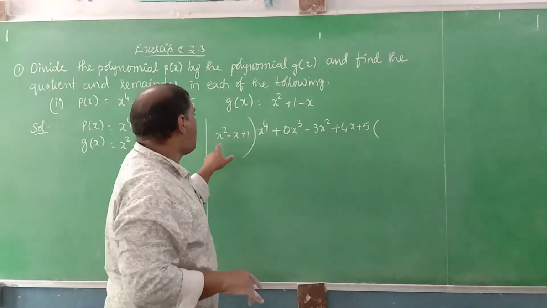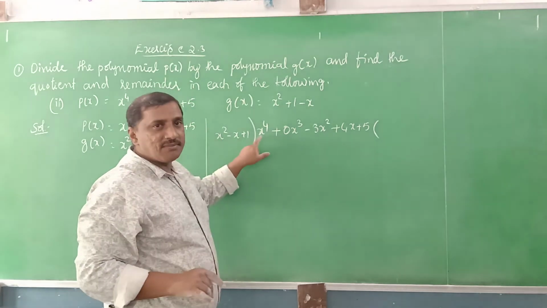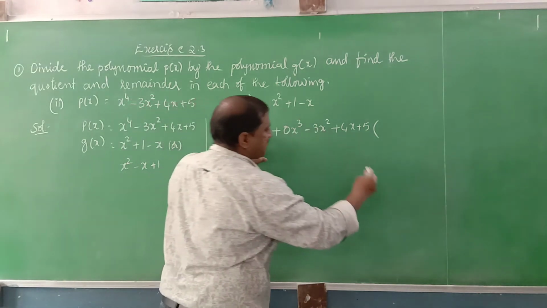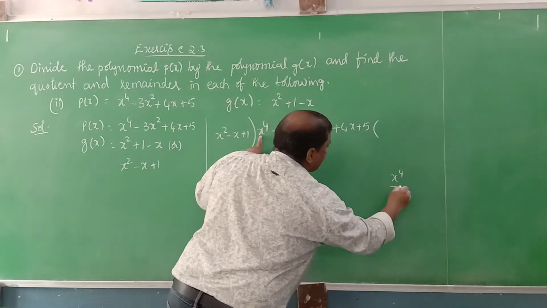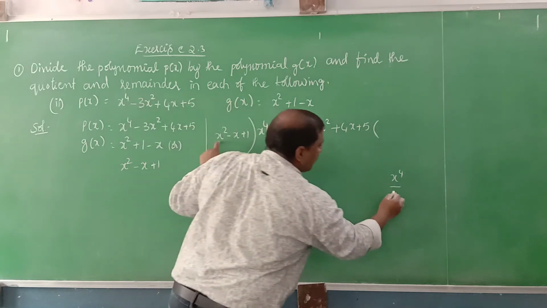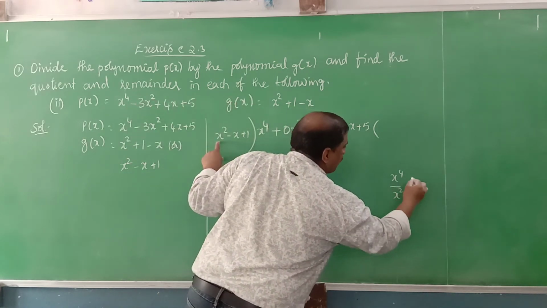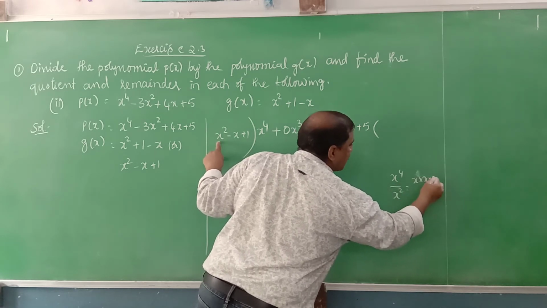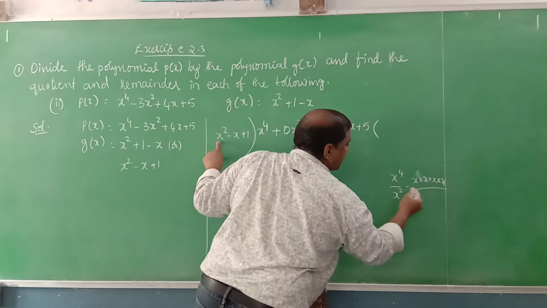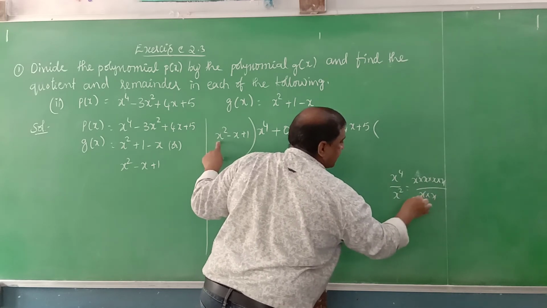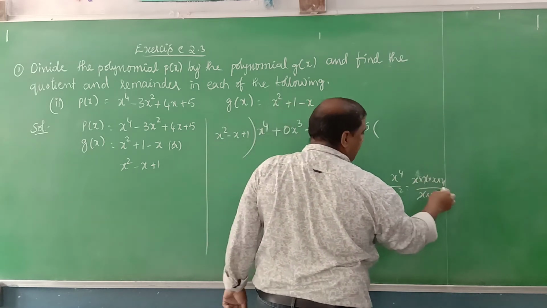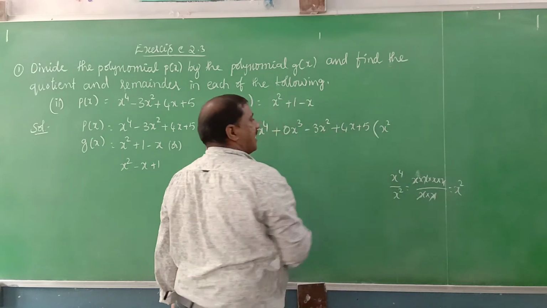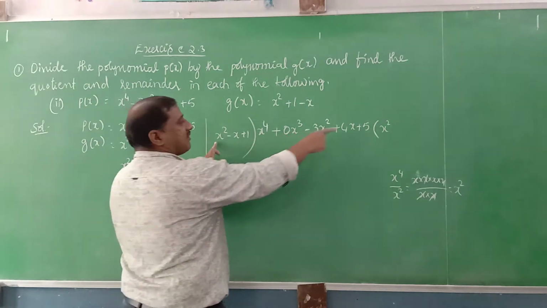The third step is always to divide the first term of the dividend by the first term of the divisor. So what is the first term? It is x power 4. So x power 4 is divided by x square. x power 4 means x square into x square, or you can write x into x, divided by x square means x into x. x and x are cancelled, then x into x is x square. So the quotient is x square. Multiply all the terms with the x square.